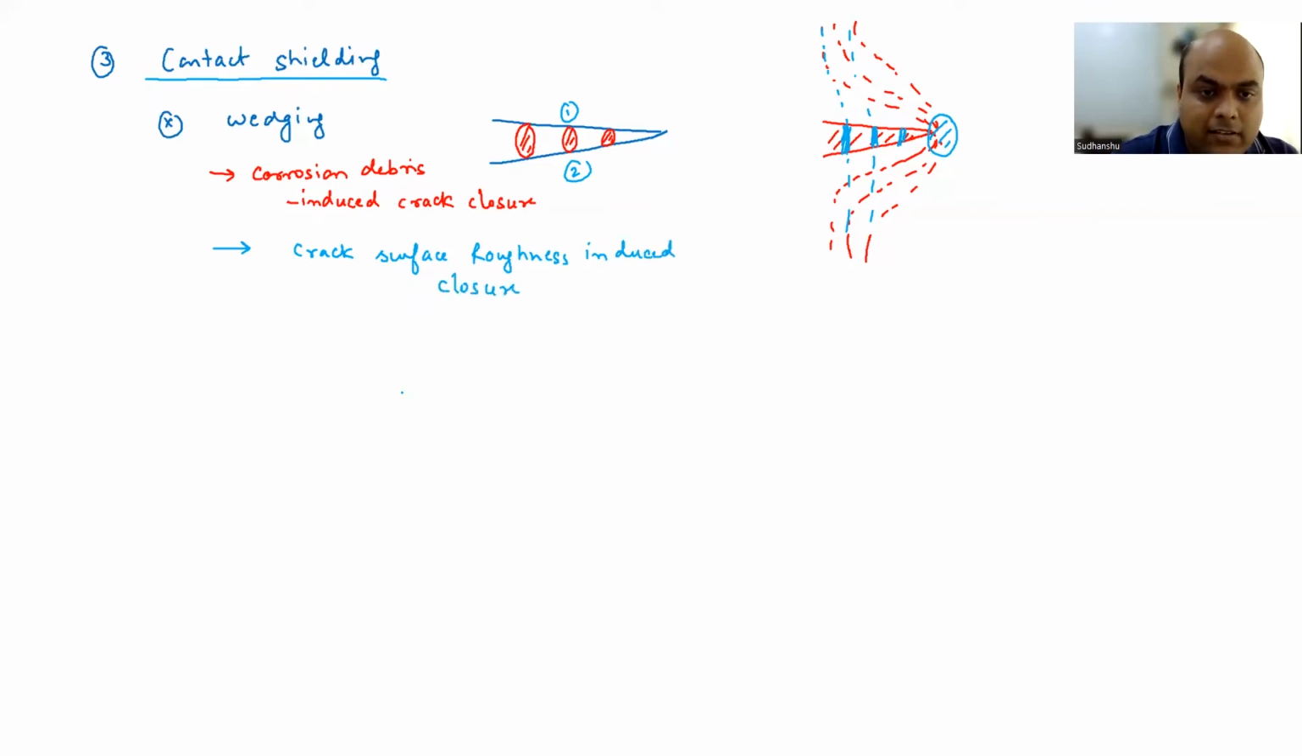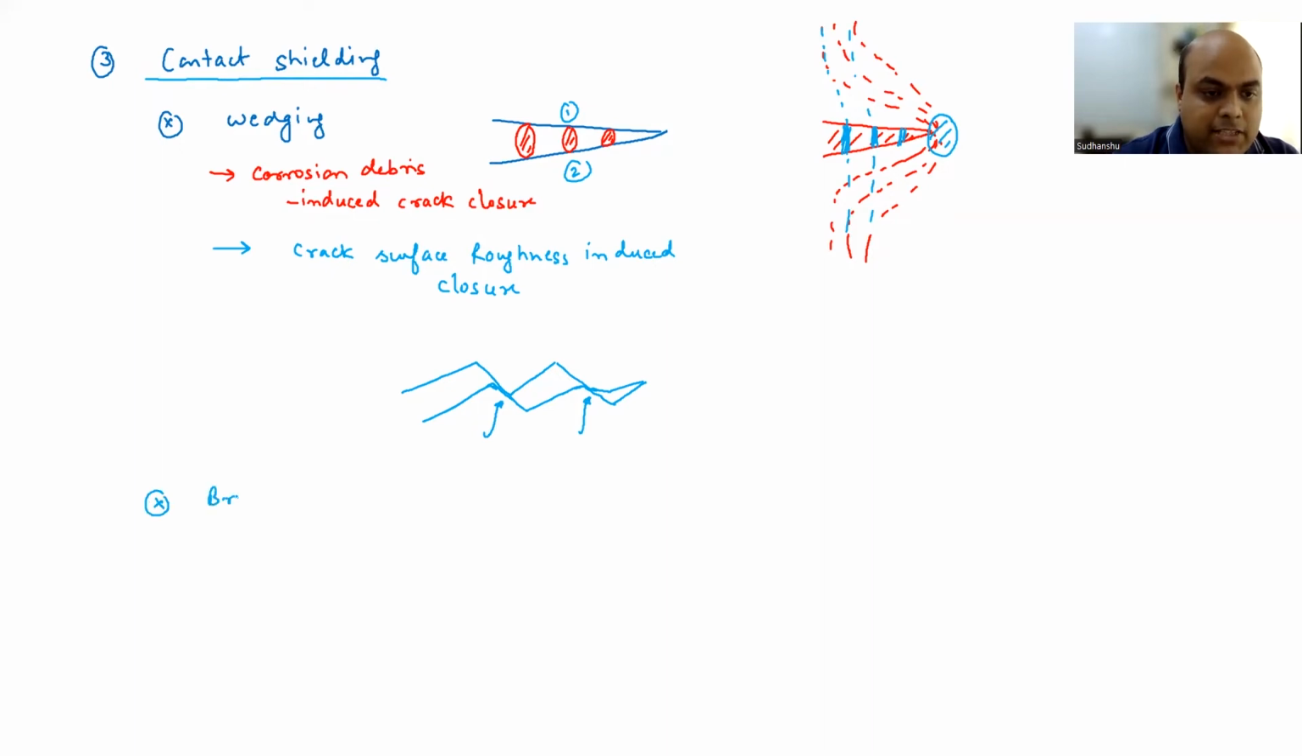Okay. So your crack surface itself is rough, something like this. And it is touching at some point. See, at these two points, your crack surfaces are touching, right? So again, some of the loads will be transferred through these two points, and therefore, at the crack tip, stress concentration will be reduced. Okay. So this is about wedging.